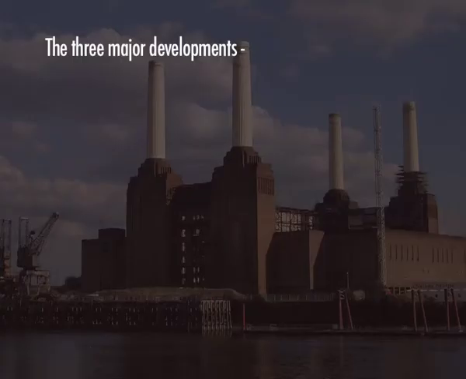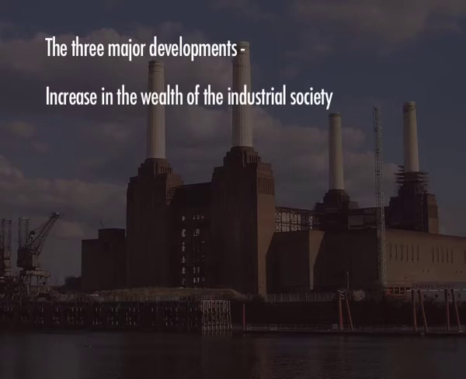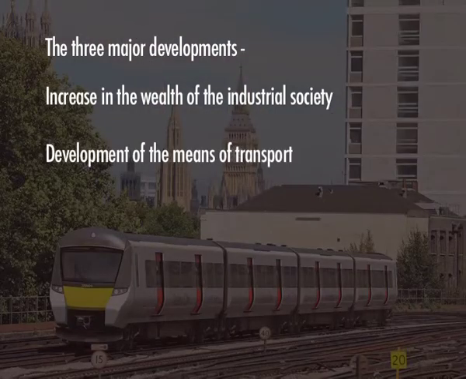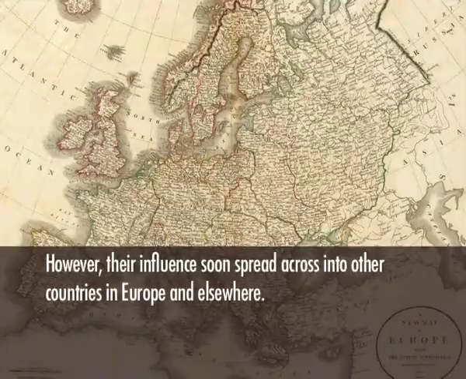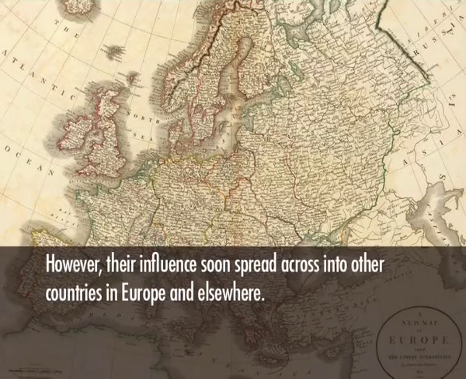The three major developments, increase in the wealth of the industrial society, development of the means of transport, and the organization of travel, were first witnessed in England and America. However, their influence soon spread across other countries in Europe and elsewhere.